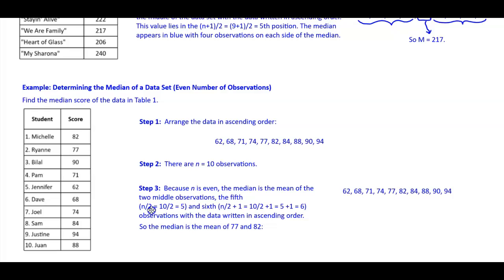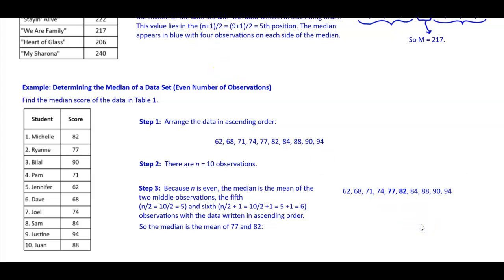Now, because n is even, the median is the mean of the two middle observations, which means the 5th, n divided by 2, which is equal to 10 divided by 2, which is equal to 5, and the 6th, which is n divided by 2 plus 1. 10 divided by 2 plus 1 gives us 5 plus 1, which is equal to 6. So that means it's the 5th and the 6th observation. If we count over 1, 2, 3, 4, so this is the 5th and this is the 6th observation.